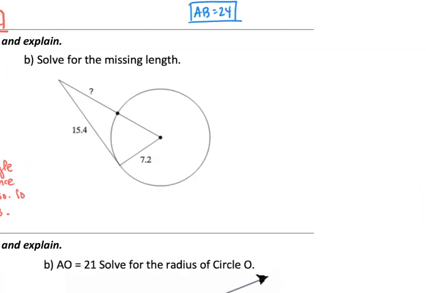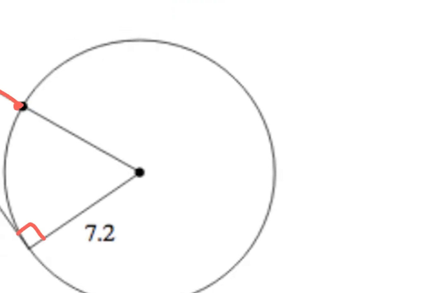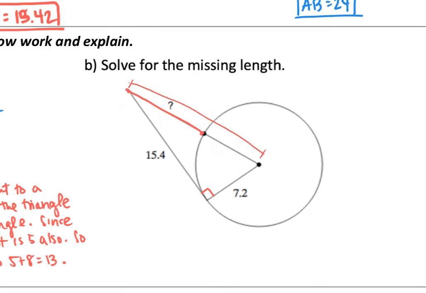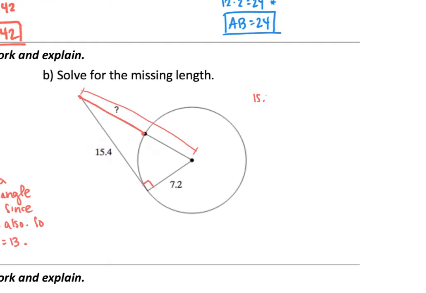Again, using the tangent to a circle theorem states that that is a right angle. And we're solving for this length here, which is a part of the hypotenuse. So first thing we're going to do is solve for the total hypotenuse using Pythagorean theorem. So 15.4 squared plus 7.2 squared equals c squared.